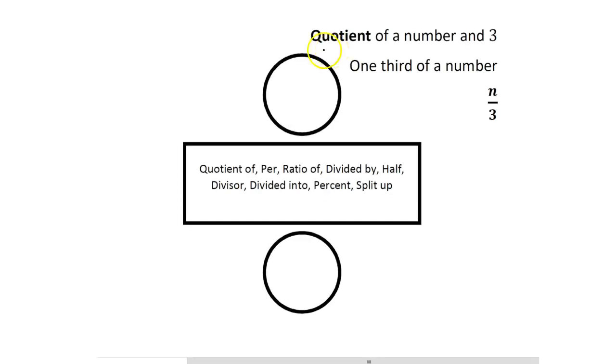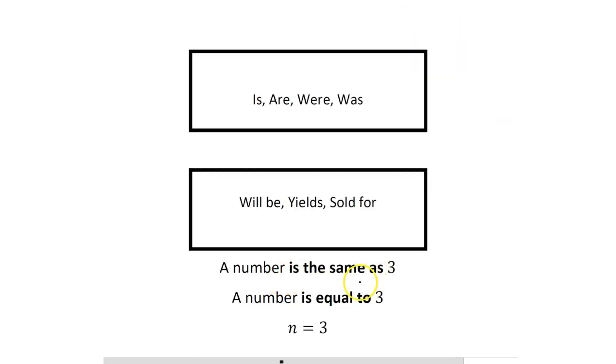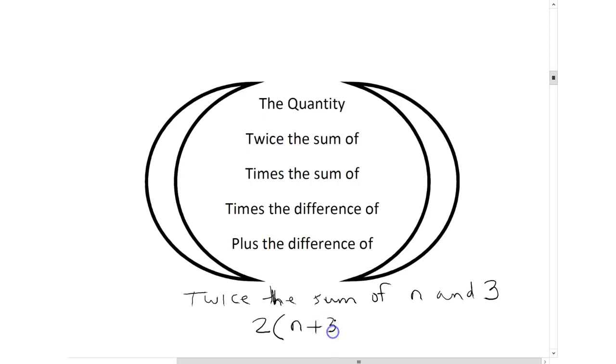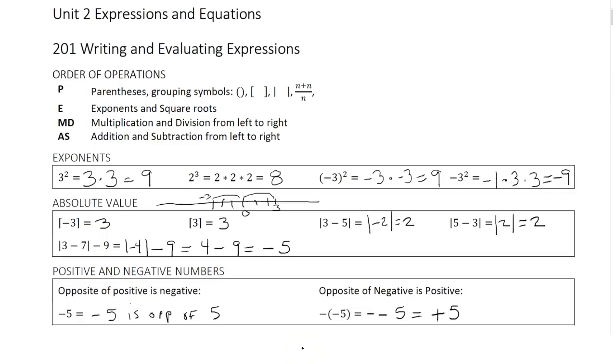For division, use quotient. The quotient of a number and 3 is written as n over 3, which means n divided by 3. A number is the same as 3, or a number is equal to 3, is written with the equals sign. N equals 3 means n is the same as 3. Grouping is indicated by phrases like twice the sum of n and 3. This is written 2 parentheses n plus 3 close parentheses.